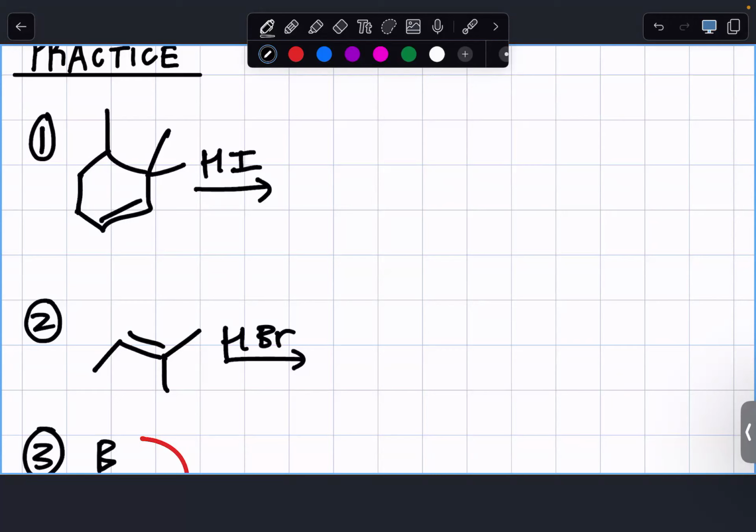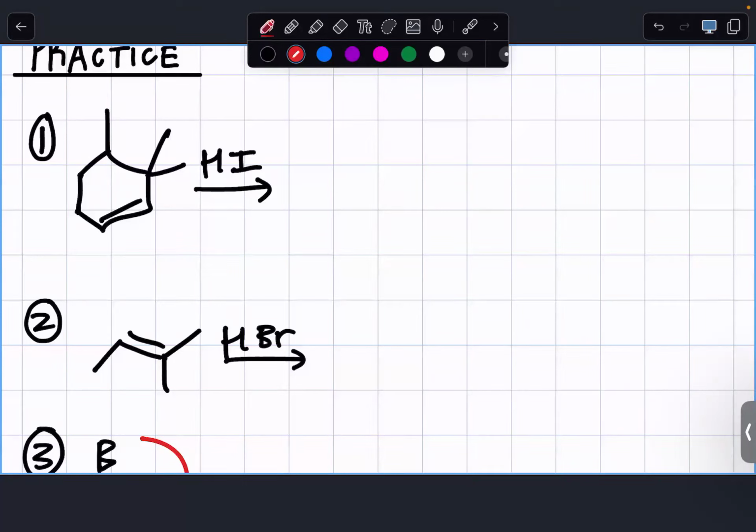Okay, for the first one, which one of these carbons would attack the H? This one's a little bit trickier because they both look equally substituted, but there's one that can do rearrangement and the other one cannot. So which one can do rearrangement? The left one or the right one? Yeah, the right one. But that doesn't mean that this carbon here is going to attack the hydrogen.